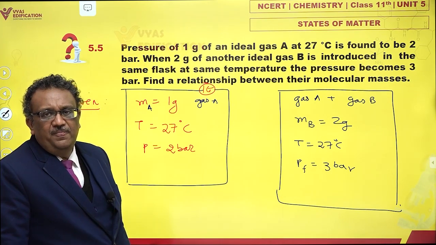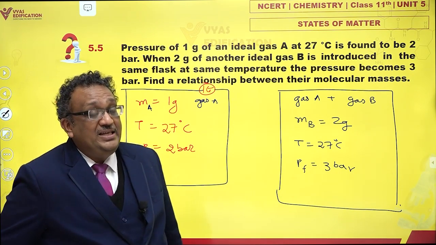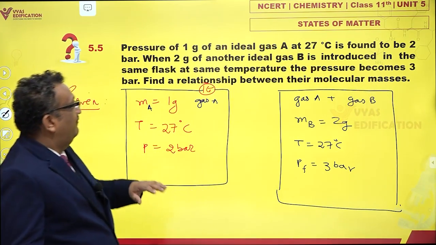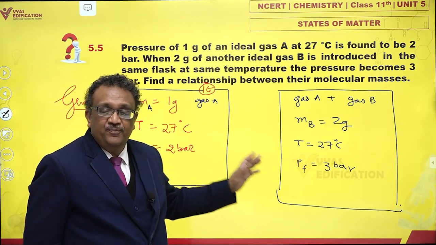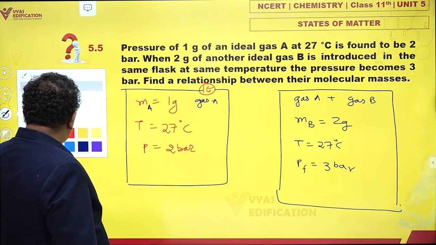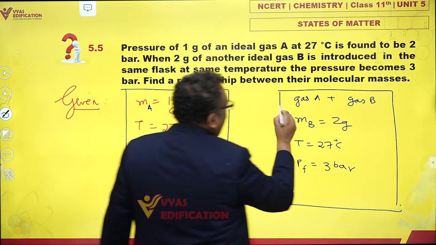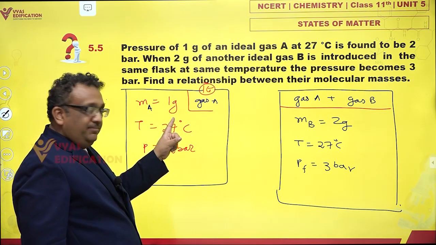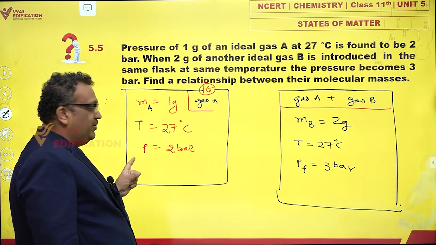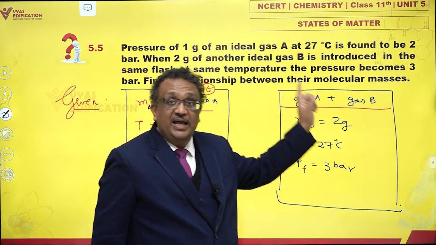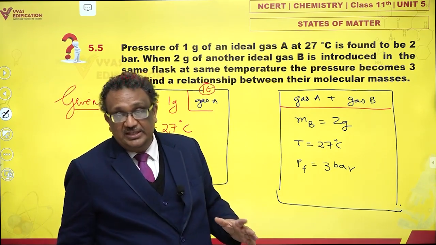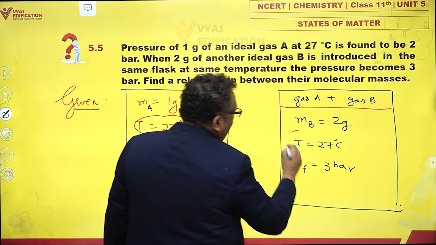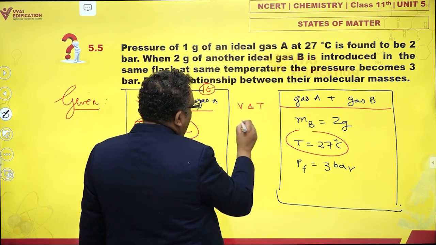How do we solve this problem? First of all, it is very easy to get confused in such questions because students keep on juggling between when there is only one gas and when there is a mixture. The first step of successfully solving such questions is to clearly demarcate them. This is scene 1. You had only gas A, 1 gram, temperature is 27 degrees Celsius, pressure is 2 bar. Now you have gas A plus gas B. Box is the same, that means volume is the same. Now, interestingly, volume is the same and temperature also is the same.